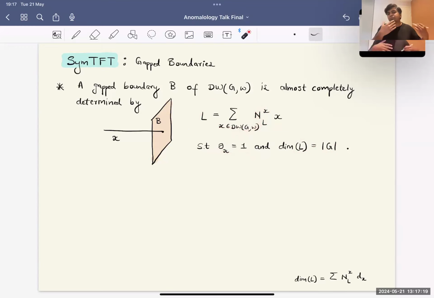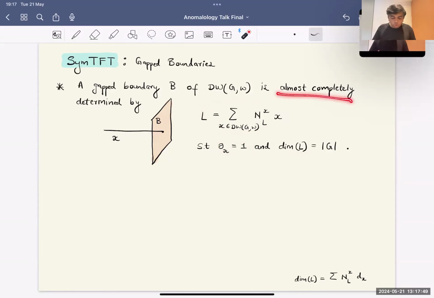If we have some SymTFT, a gapped boundary is an interface between the SymTFT and the trivial TQFT. And the interface is created by starting with the SymTFT, gauging a maximal set of one-form symmetry given by this L. And that gives us the trivial TQFT. That's how you get this gapped interface. That is also why you need the spin to be 1, because it's telling you that this L can be gauged. We want it to be non-anomalous.